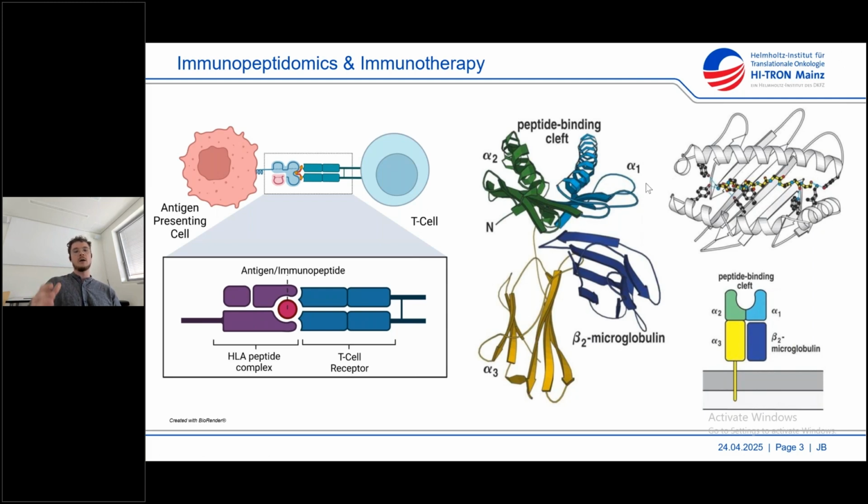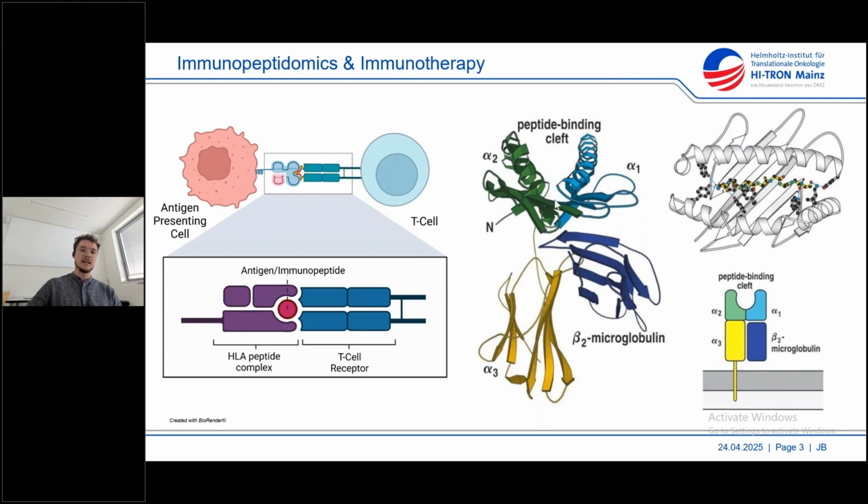Now for this talk, it's especially important that we take a look at HLA class 1 ligands because they are mainly associated with oncology. They present endogenous protein turnover and, for example, also present viral antigens, or as I said, in the context of oncology.